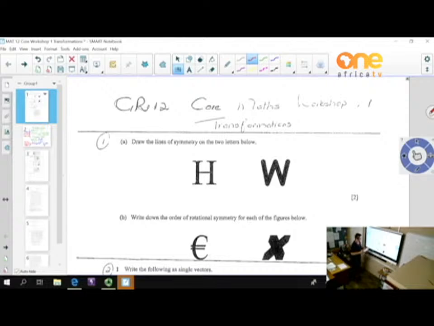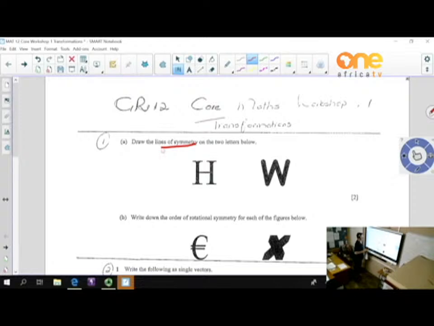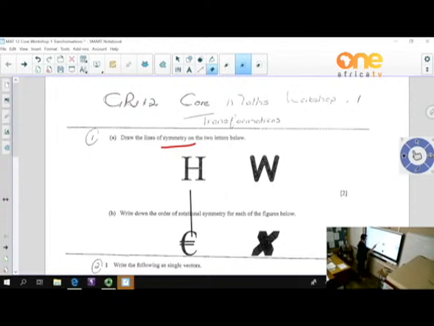Right, so if we look on our worksheet now, the first question says draw the lines of symmetry on the two letters below. That means you must be able to fold it so that it looks exactly the same. So the first one's line of symmetry might be here. Let's just get it there in the middle. So it will be here and here. This one will only have one line of symmetry right there in the middle.